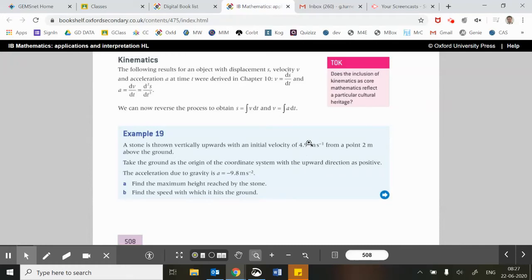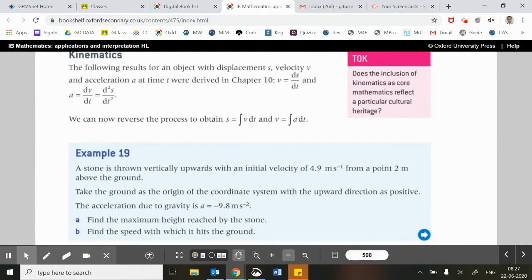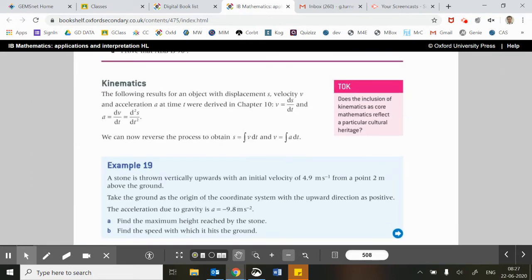Hi there, guys. We're going to look at kinematics today. And kinematics is basically the relationships between displacement, velocity and acceleration. It's got nothing to do with forces, so don't worry about that if you've been dealing with some forces in physics. It is basically using calculus to connect up displacement, velocity, and acceleration.